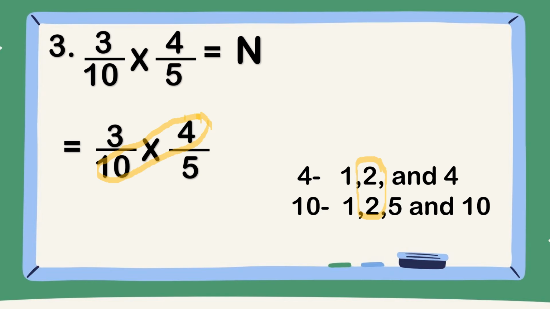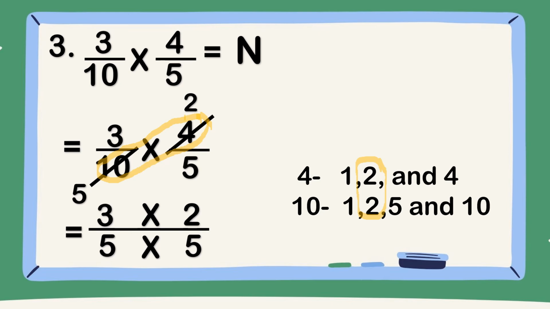So the greatest common factor of 4 and 10 is 2. Now, we are going to divide this by their greatest common factor. So 10 divided by 2 is equal to 5. 4 divided by 2 is equal to 2. Okay, after that, we are going to write the new fraction. 3/5 times 2/5. 3 times 2 is equal to 6. And 5 times 5 is equal to 25. So the answer, children, is 6 over 25.